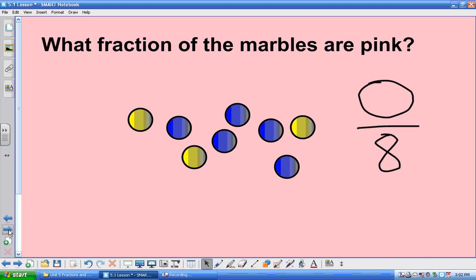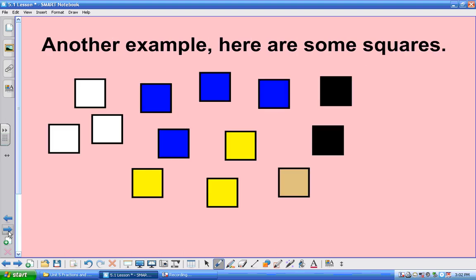So you may think that this is a trick question, but you could be asked a question like this, couldn't you? What fraction of these marbles is pink? There's no pink there. Well, that means there's 0 out of 8 which are pink. Yes. Okay, moving on then to our next question.